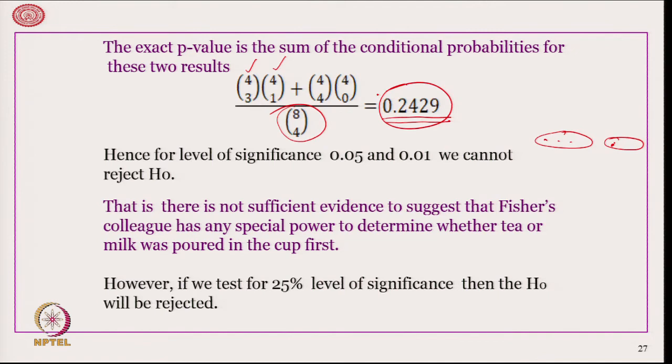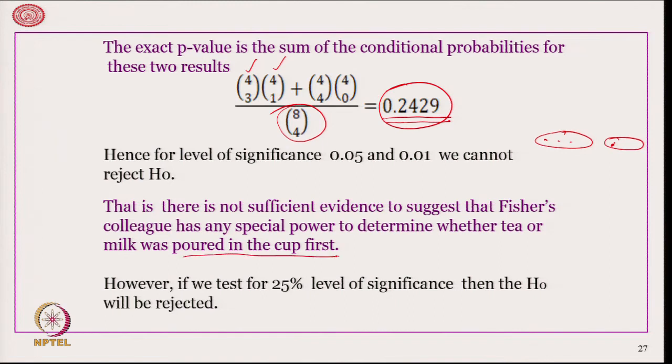However, if we test for 25% level of significance, then we could reject the H naught and we could say that actually she is not guessing, she really has the talent to identify which one is poured first.